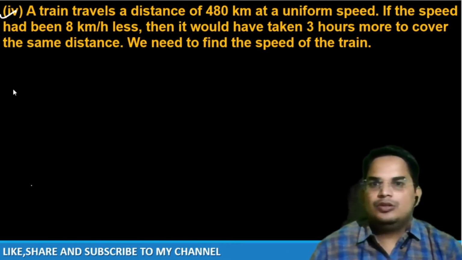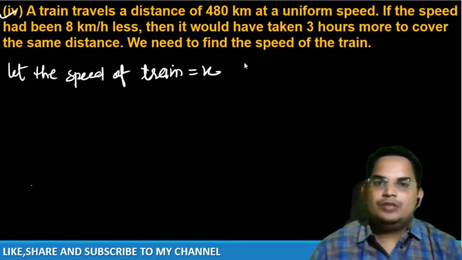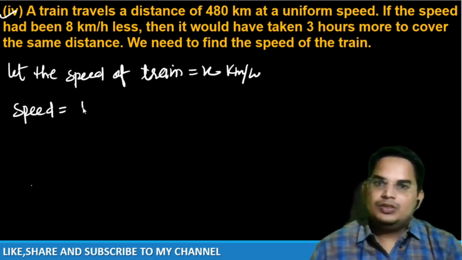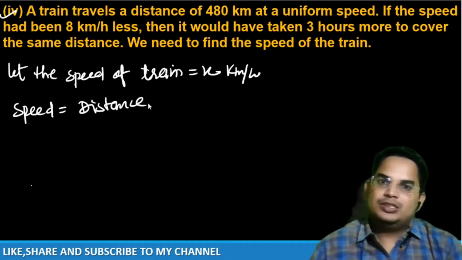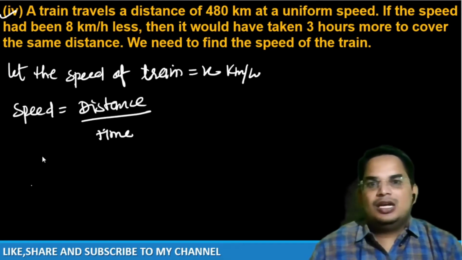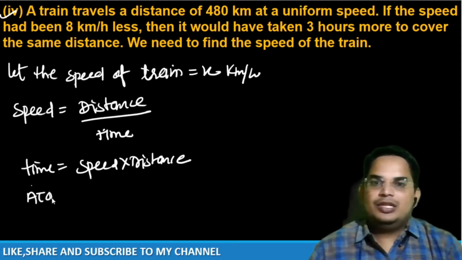First of all, I will write down: let the speed of the train be x kilometer per hour. And we know one thing, children, that speed is equal to distance upon time. So the time is equal to distance upon speed. Now I'm going to apply the formula according to the question.